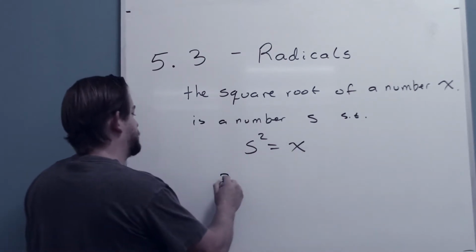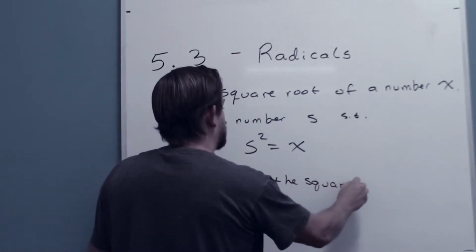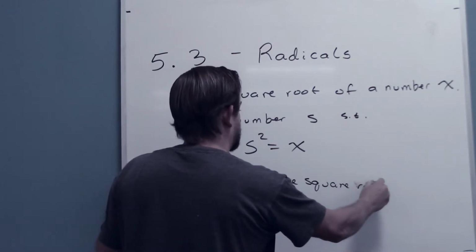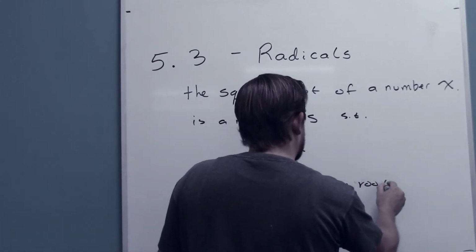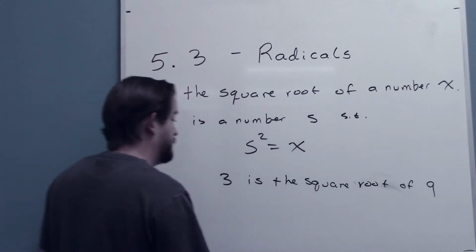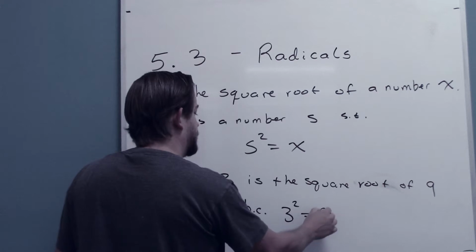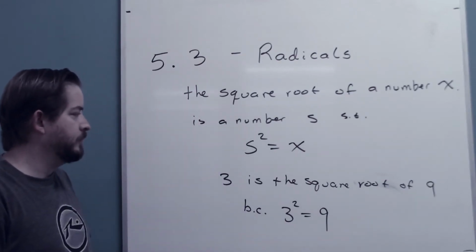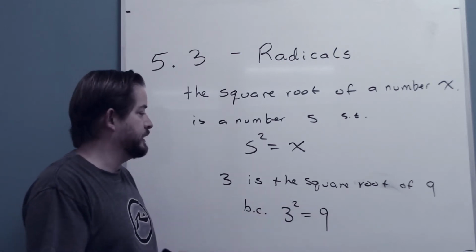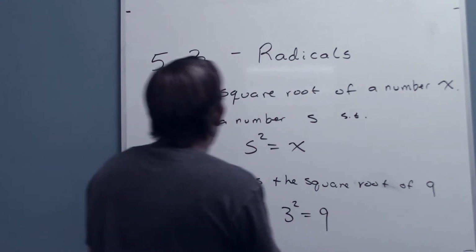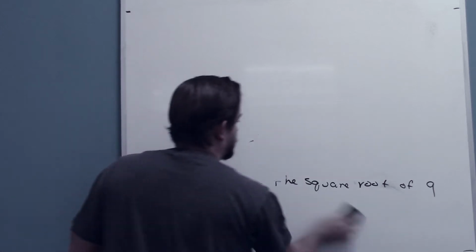That is to say, something like 3 is the square root of 9, because if I square 3, I get 9. So that's what it means to be the square root. It means if you were to square that number, you get the other number. And so I can look at this statement that I just wrote here: 3 is the square root of 9.